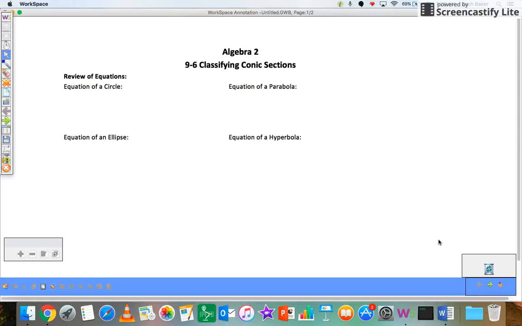All right, today we are going to look at how to take some equations and figure out what kind of conic we have, whether it is a circle, parabola, ellipse, or hyperbola. Those are all the different conics that we have looked at in this section. And now we're going to talk about how to go through and figure out which one is which, just based on the way it's set up.